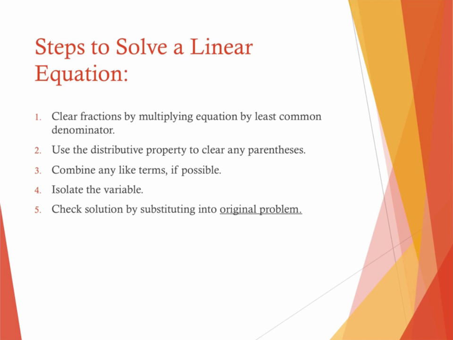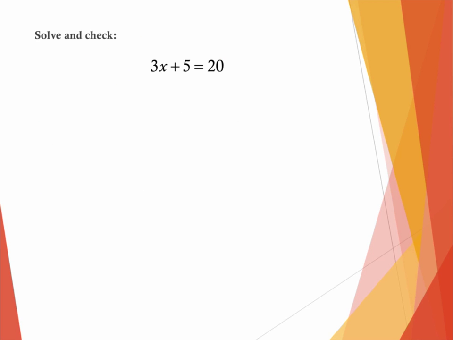For two-step equations, we actually start off with step number 4. We start by isolating the variable, and then we'll check our solution. So let's start off looking at a problem. Here I have 3x plus 5 is equal to 20. So if you remember our order of operations, we would do parentheses, exponents, multiplication and division, and then addition and subtraction. When we're solving an equation, we kind of want to undo the order of operations. So we want to peel back the operations to get that variable isolated.